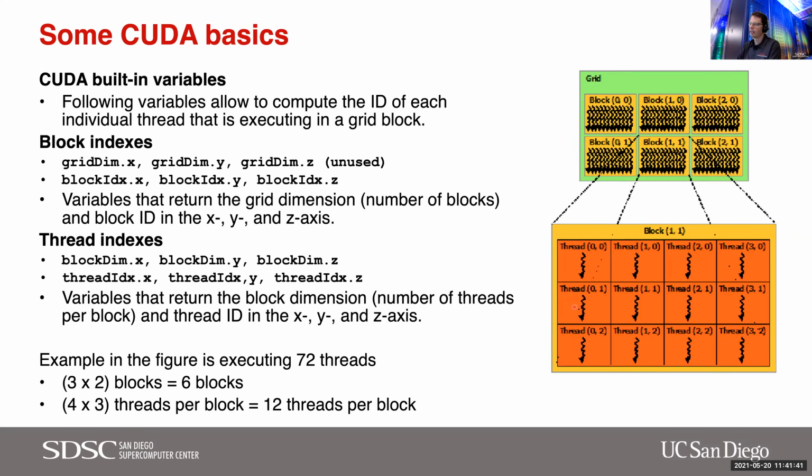In this example, just for depicting here, you have 3 times 2 blocks, so 6 blocks, and then each block has 4 times 3 threads, so 12. You have a total of 72 threads running. Of course, you want to launch many more, and you should always use at least 32 or a multiple of 32 threads in each block, because 32 is the magic number of cores that always will do the same operation at the same time.